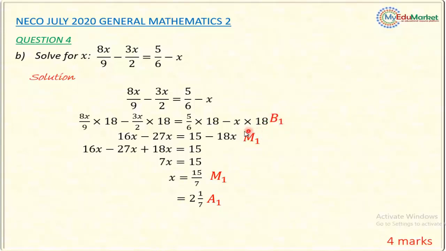The next mark is a method mark, and that method mark is for clearing the fraction, that is, multiplying by this LCM. So you have method 1 mark. The next mark is for solving. After the last stage where you divide both sides by the coefficient of x, you have method 1 mark there. And getting the value of x in mixed fraction as 2 whole number 1 over 7 accurately, you have the accuracy 1 mark. So the total marks awarded to this question is 4 marks.